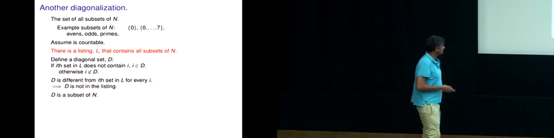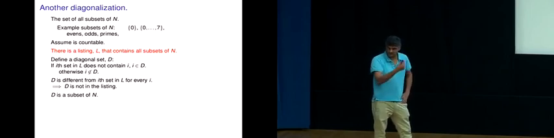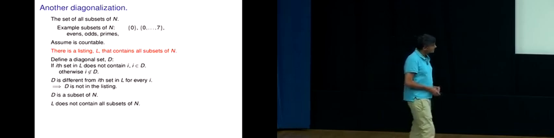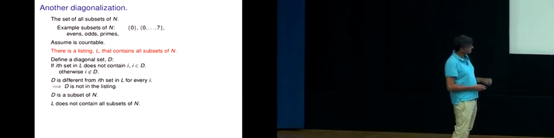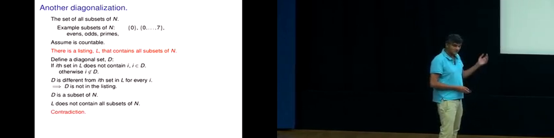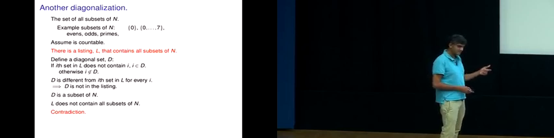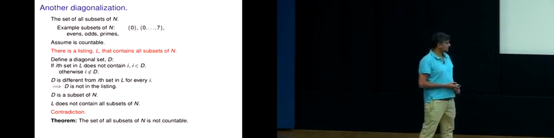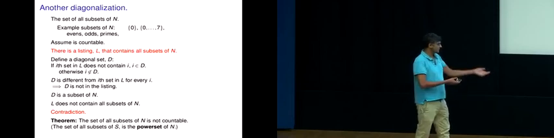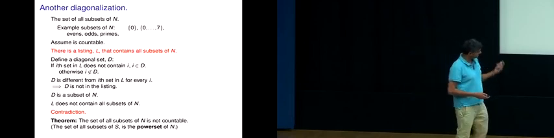So D is a subset of N. It really is clearly a subset of N. I'm just defining a subset of the integers. For each integer, I'm deciding whether to put it in or not put it in. So it is a subset of the integers, and it's not on the list, so this list does not contain all subsets of N. So that's the contradiction. This is another proof of diagonalization in the same frame. The set of all subsets of N is not countable. It's also called the power set. If somebody says power set, it just means all subsets.